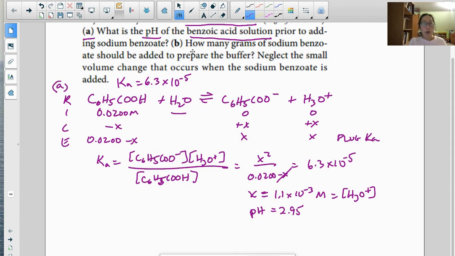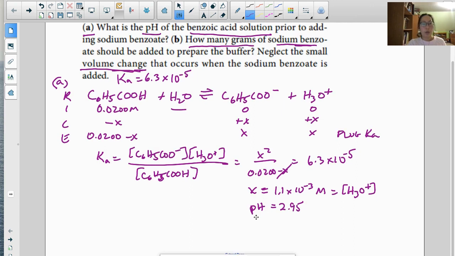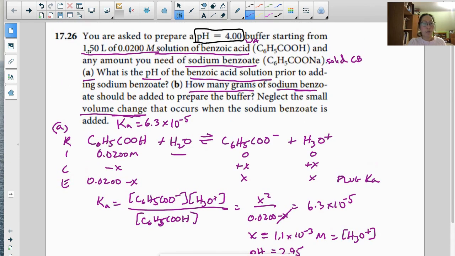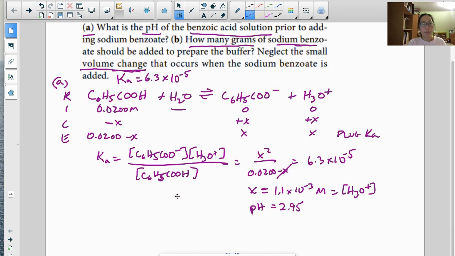Now in part B, we want to figure out how many grams of the sodium benzoate we are going to add in to make this buffer. Okay, so we've got this solution. We're now going to add in solid sodium benzoate. We will assume that there's no volume change. We're going to neglect this volume change that occurs. And so the 1.5 liters of solution, that volume is going to remain the same.